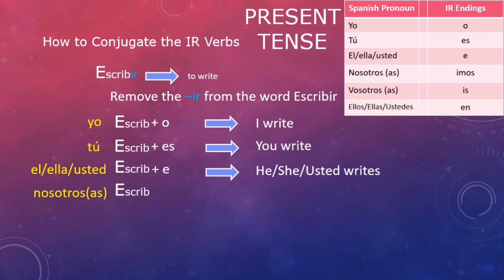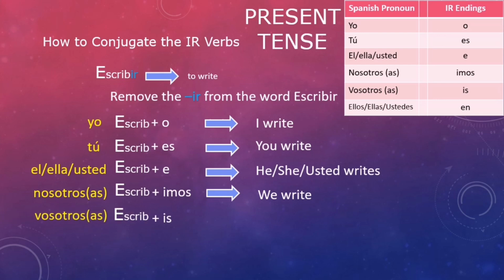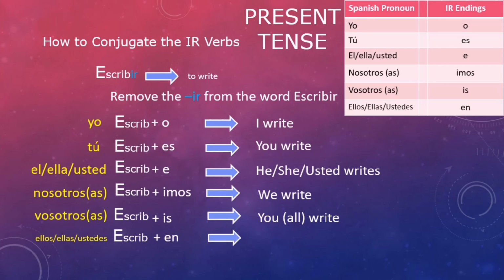Nosotros o nosotras escribimos. We write. Vosotros o vosotras escribís means you all write. Ellos, ellas, ustedes escriben means they write.